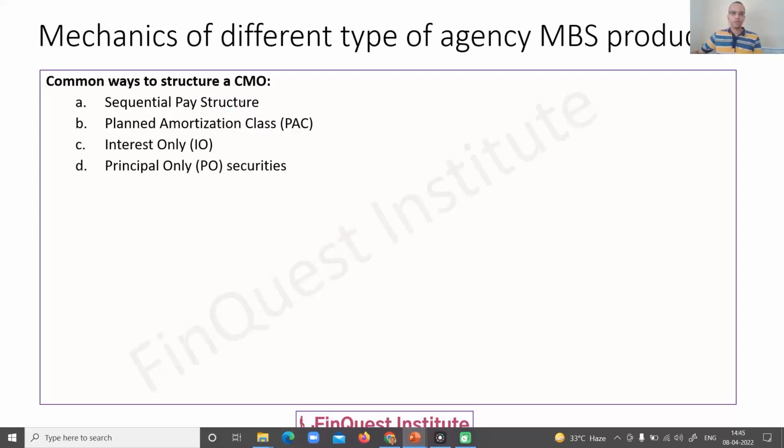Now, a few common ways to structure a CMO. So we'll study each of these four in detail. One is a sequential pay structure. Then is a PAC, or what we call a planned amortization class. Then there are interest only and principal only securities.